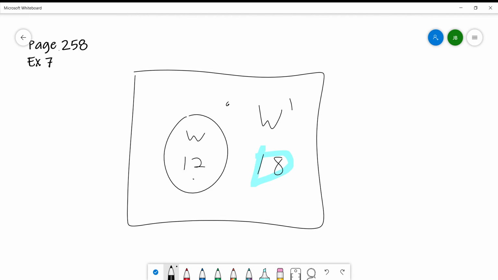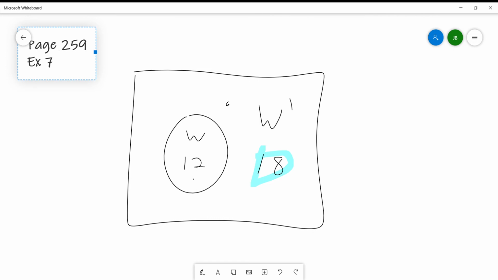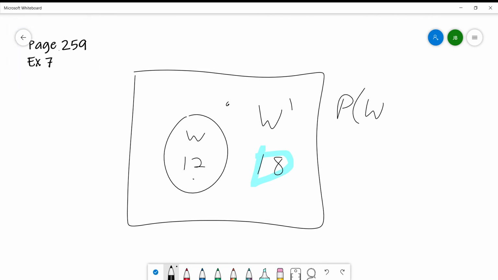If we're on page 259 now, let's do B. It says find the probability of event W, and also find the probability of event W's complement. We have how many total petals? We have 30 petals, so our denominator is 30. So the probability of W: we have 30 flower petals and 12 of them are white. We calculate this out and get 2/5 or 40%.